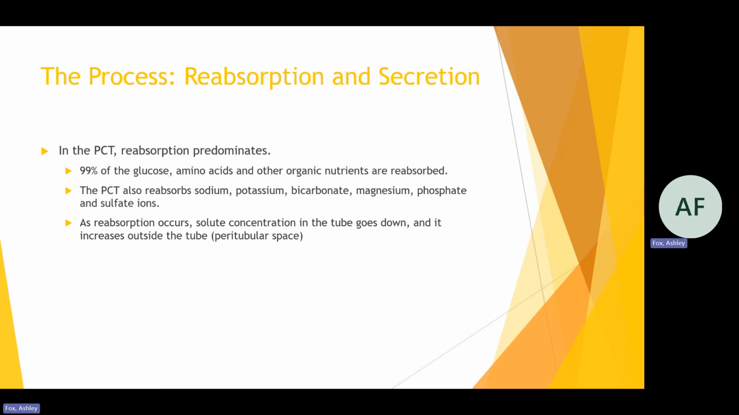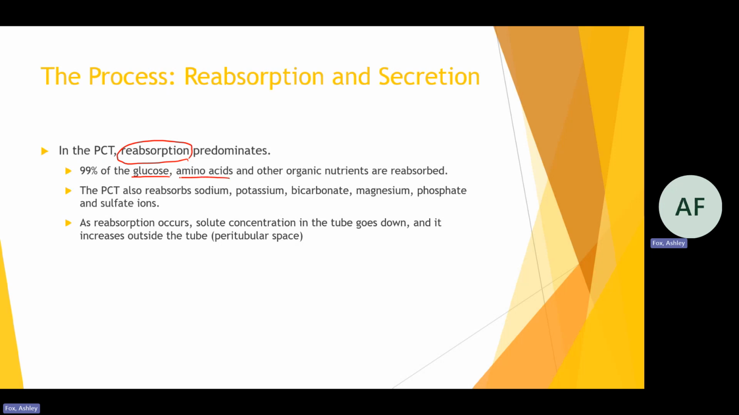Now we're going to talk about what happens in the proximal convoluted tubule and the distal convoluted tubule. Again, in the proximal convoluted tubule, it's mainly reabsorption. So in the glomerulus, we filtered, so we pushed everything out. Now we're going to reclaim most of what we pushed out. So again, never urinating glucose, as all normal, all is well.